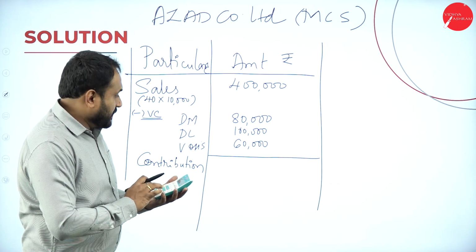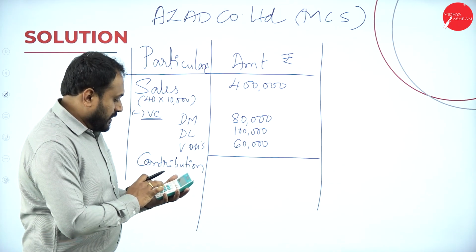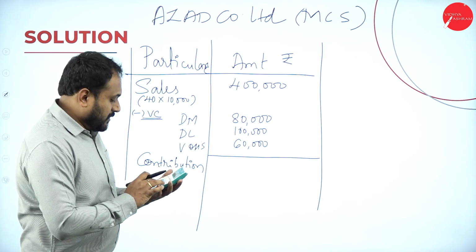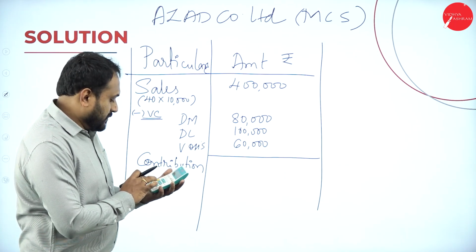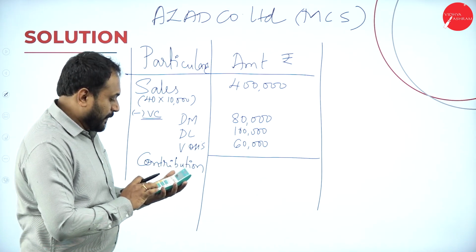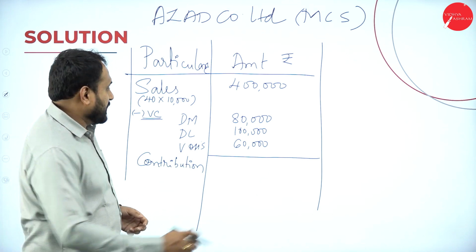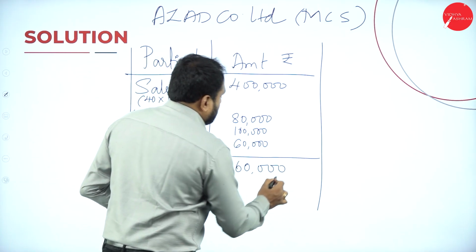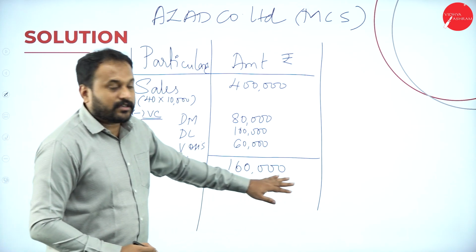Minus 80, minus 80, then again minus. So we got 1,60,000 here. So how much is it? 1,60,000. So 1,60,000 is our contribution.